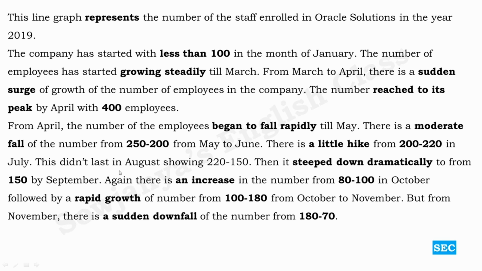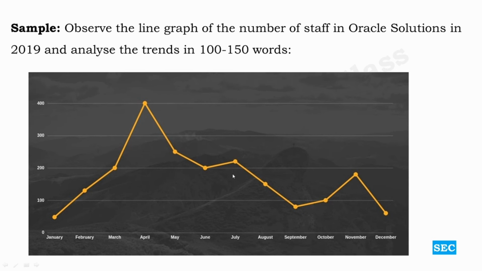And then what happened in the month of August? This did not last in August, showing a decrease from 220 to 150. Little hike, but it did not last in August. Again, there is a decrease. What happened here? 220 to 150 again in the month of August.